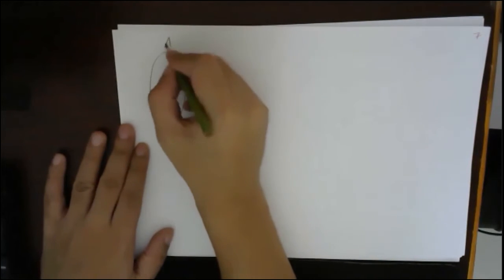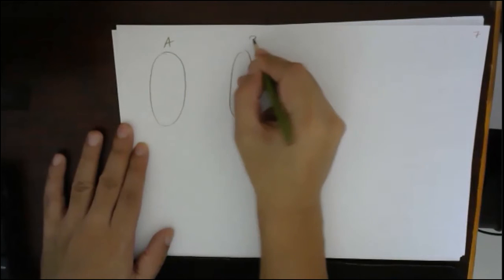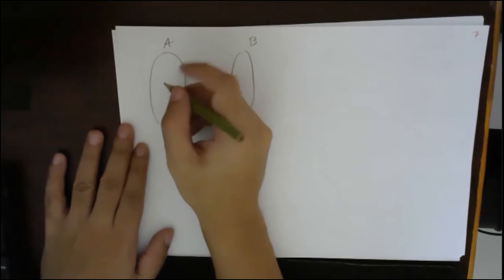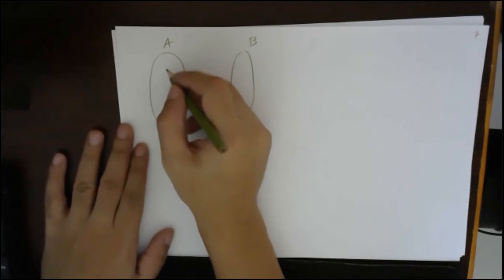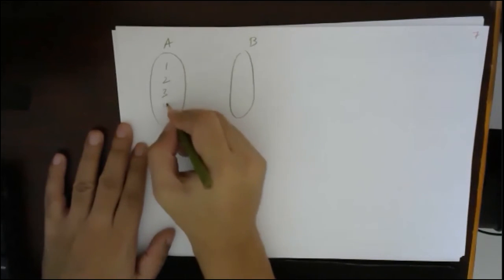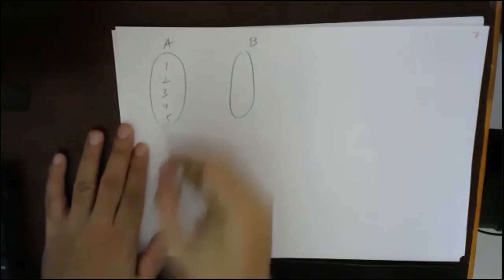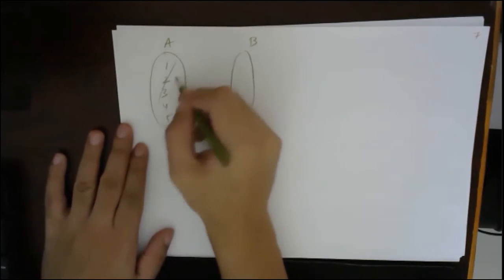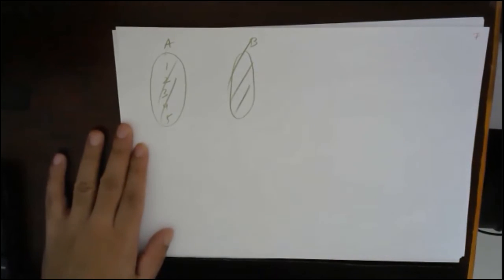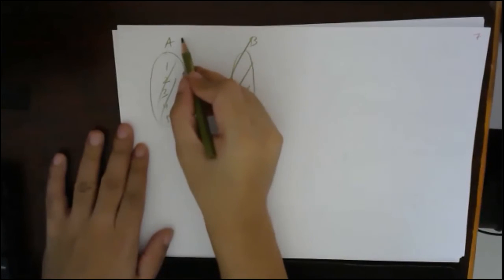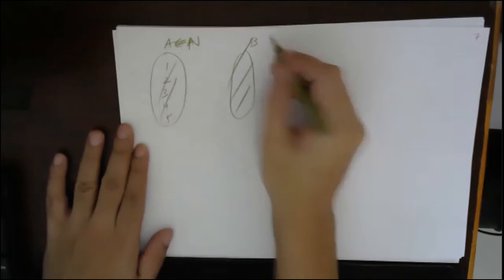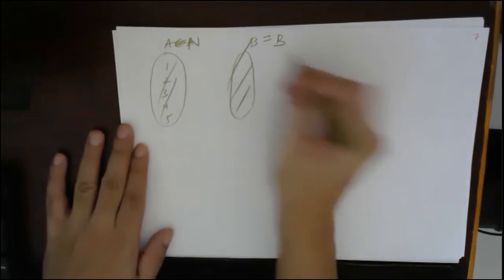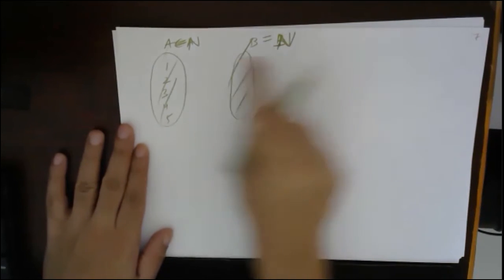this is set A, this is set B, and this is 1, 2, 3, 4, 5. Or set A is a set of natural numbers. Okay. Relation is that set A is equal to natural numbers and set B is also equal to natural numbers. Okay. Set A.